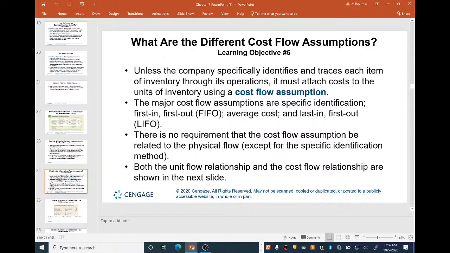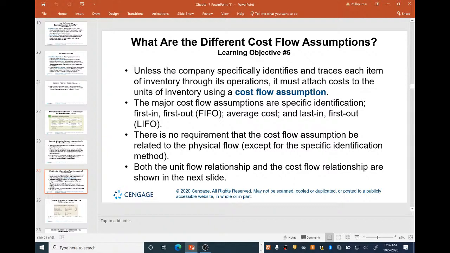Last in, first out is the complete opposite of FIFO. That's where the last goods we purchase are going to enter into the cost of goods sold. They're going to be assumed to have been sold first, whereas the ones purchased in the beginning of the period are going to be assumed sold last. So that'll make up the ones in our ending inventory. Those are the major cost flow assumptions.